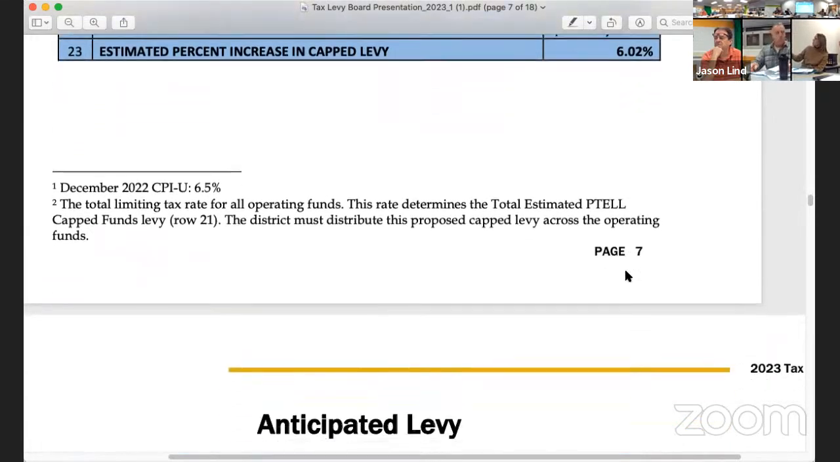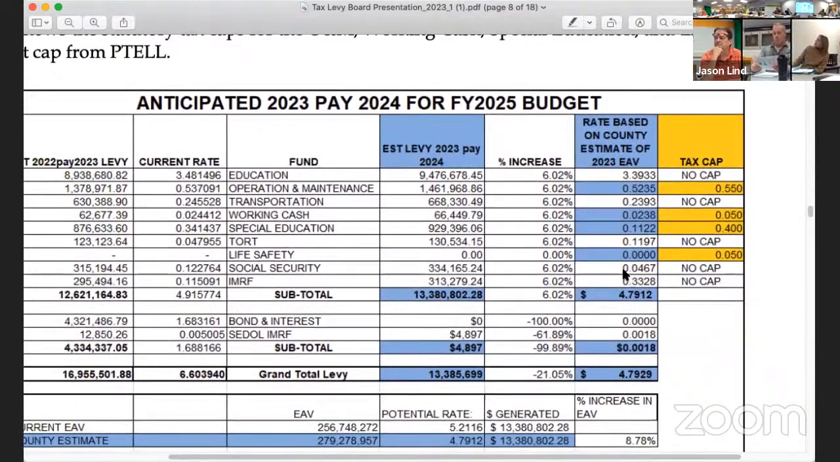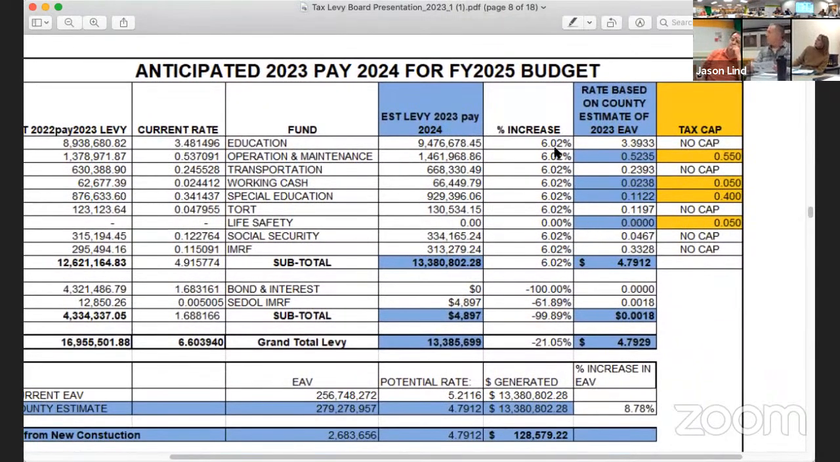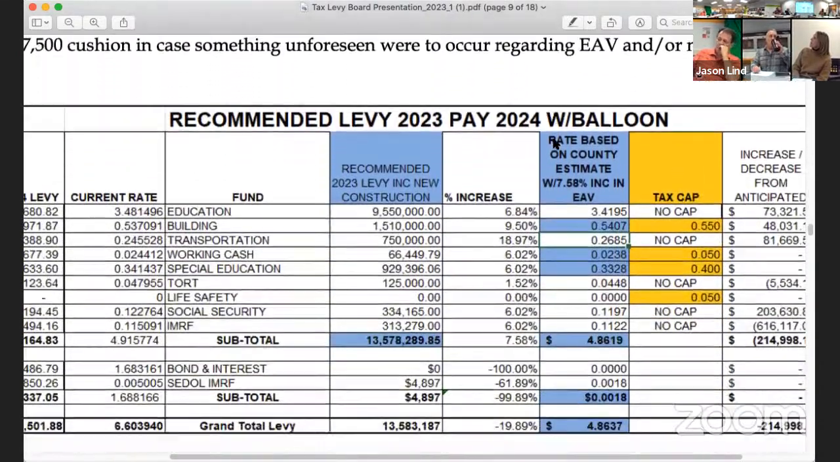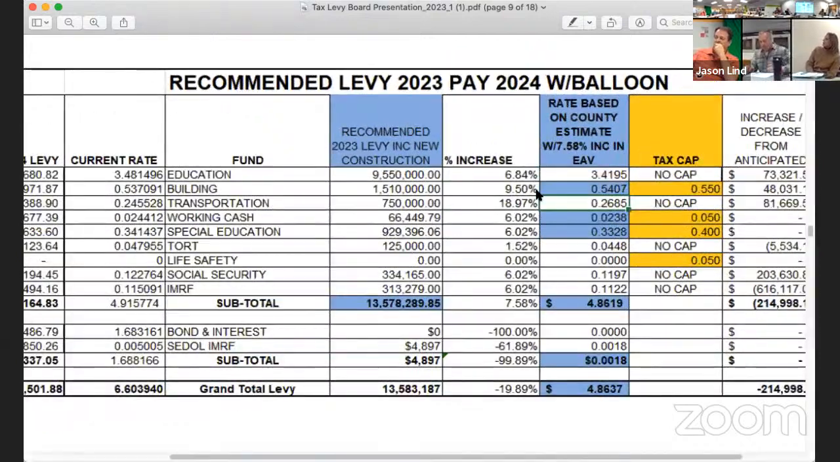If we jump down to the next table, we apply it across the 9 funds within our accounting structure within the school district. What this table is doing is simply increasing last year's levy, broken out by fund, by 6.02%. But as we talked about in the past, we want to levy a little bit more than that 6.02%, just to capture any new properties that the county may not have captured when they provided us with their EAV estimate. So we go down to the next table, where we balloon it. We're asking for a levy this year of 7.58%, an increase of 7.58% over last year's levy.